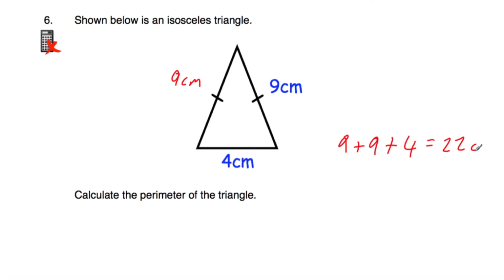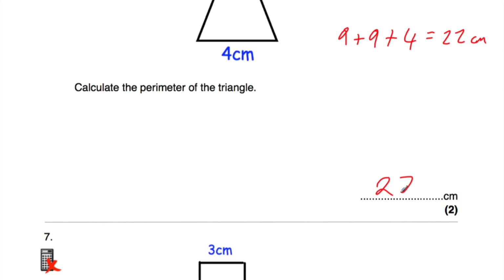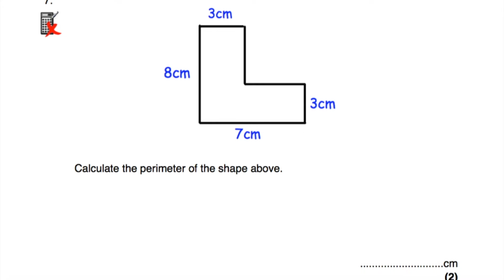So the perimeter of this triangle is 22 centimeters. And let's just check that. 9 plus 9 is 18, plus 4 is 22. So the perimeter of this triangle is 22 centimeters. Okay, let's have a look at our next question, question number 7.